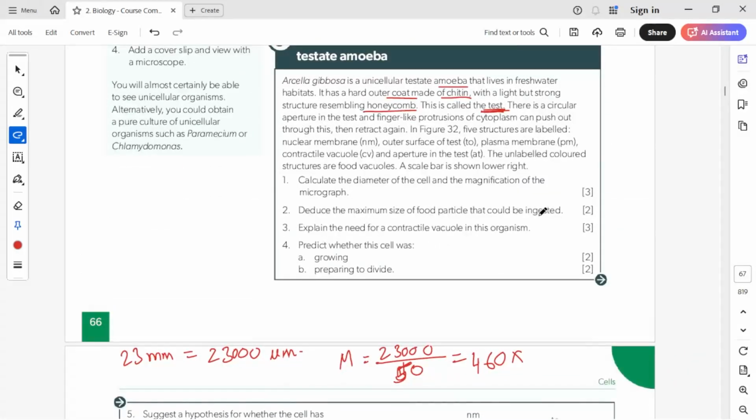So in the next question what they have asked is to reduce the maximum size of food particle that can be ingested. So what is the maximum size of food particle that can be ingested? So test is a thick part, so it cannot actually let the food particle enter through it. So there has to be an aperture in the test which is approximately 40 to 45 micrometers, so that from that aperture the food might enter inside the cell.